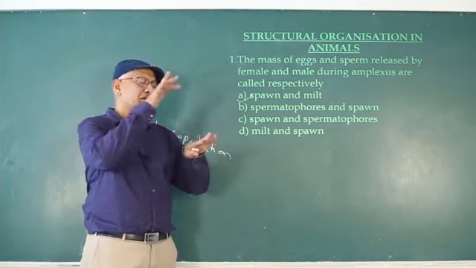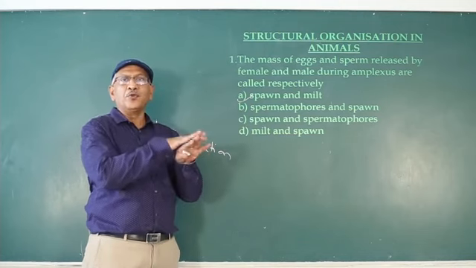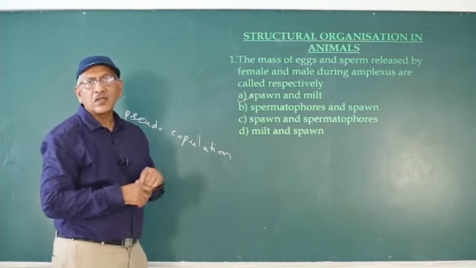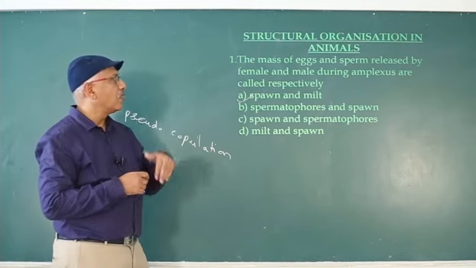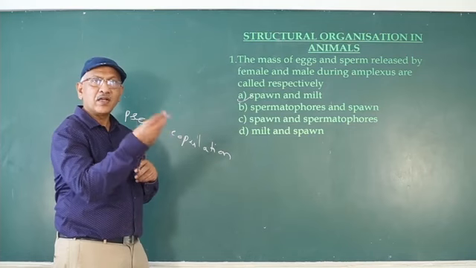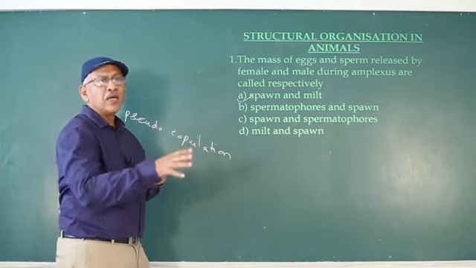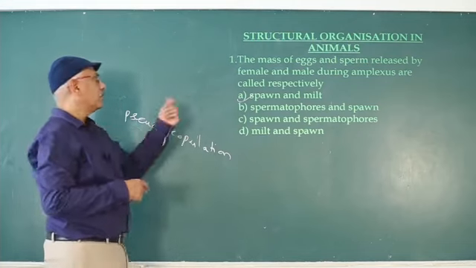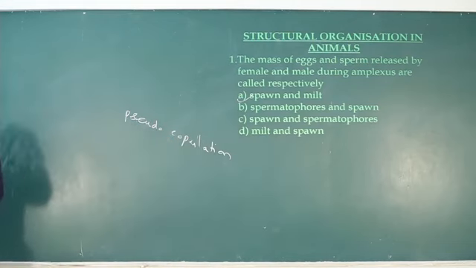Now the male sits on the back of the female. Due to the weight of the male, the female discharges the mass of ova. Later, the male discharges the mass of sperm, milt, in the water. Fertilization takes place in the water. So spawn and milt.